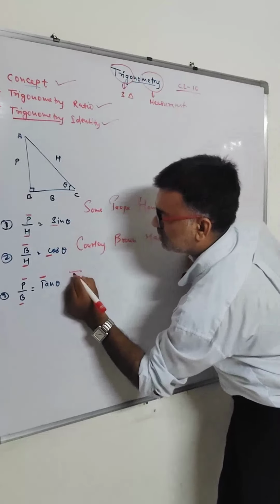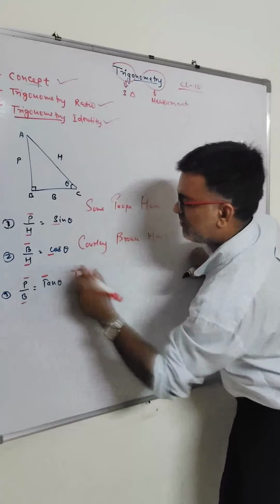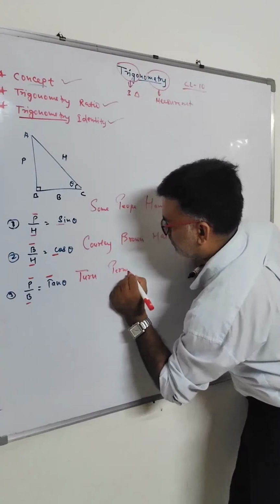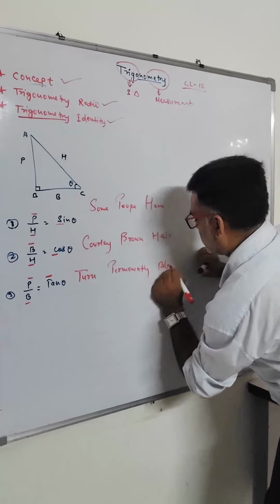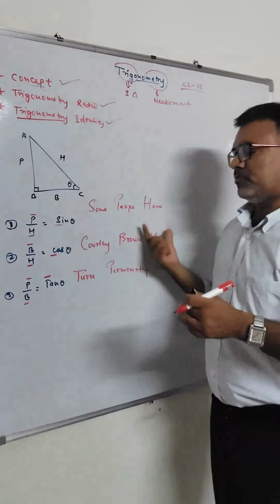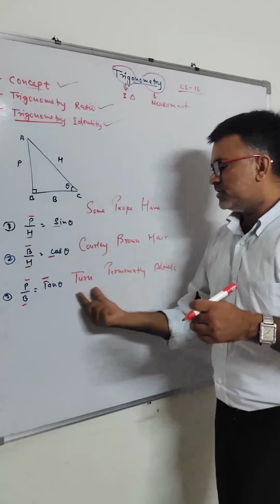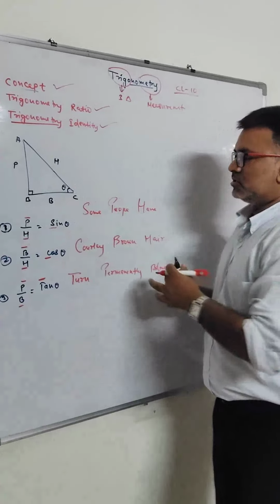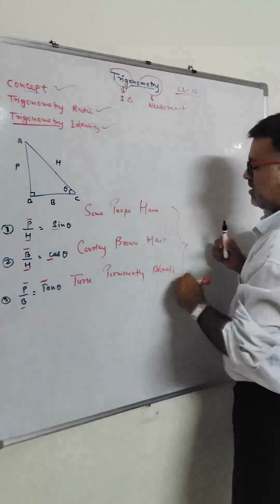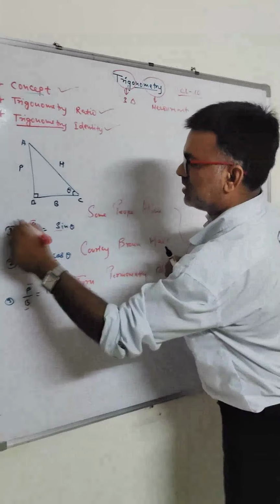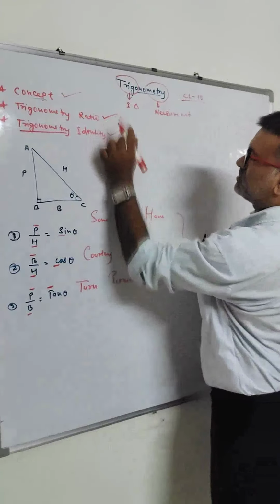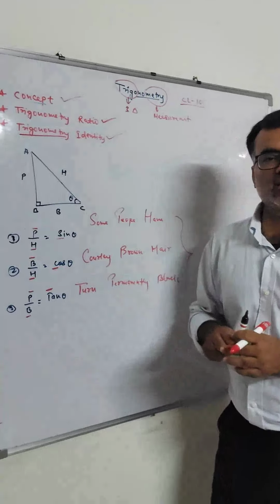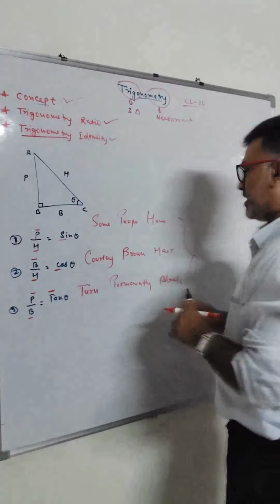T for turn. P for permanently. And B for black. Some people have curly brown hair which is turned permanently black. So according to this sentence, we are going to remember this formula. And these are your three trigonometric ratios: sin theta, cos theta, and tan theta.